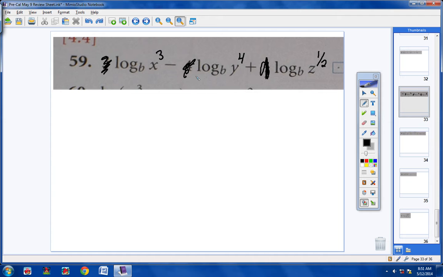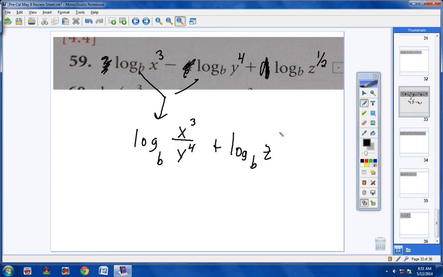So these two logarithms are being subtracted, so you take these two logarithms here, and you put 1 log. And then you take your arguments and you divide them and then bring down everything else. So you have plus log base b of z to the 1/2.